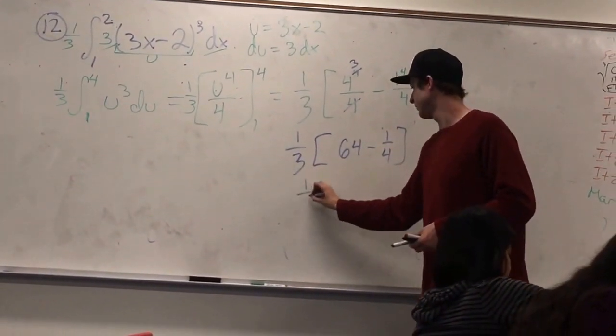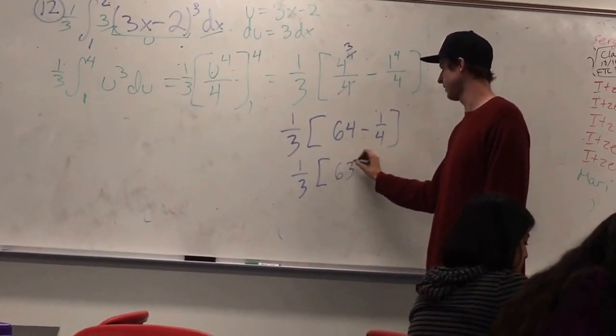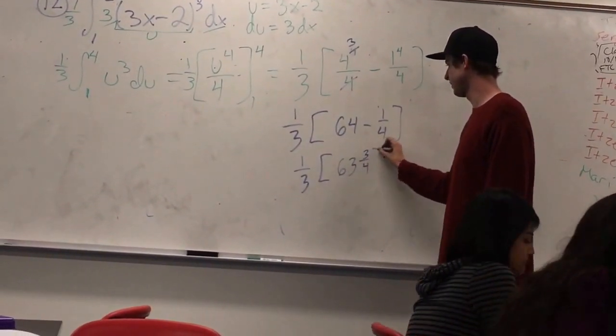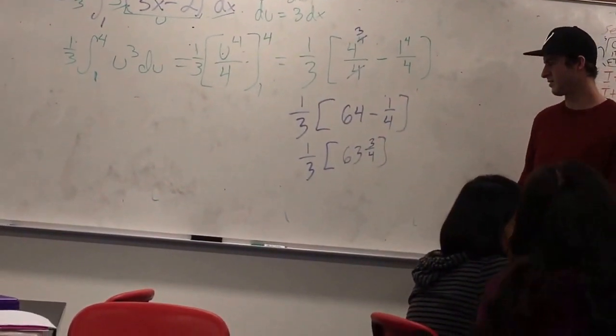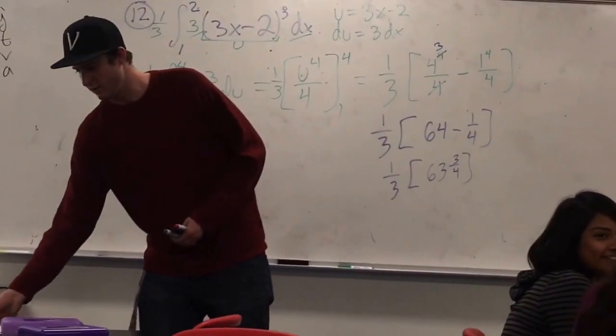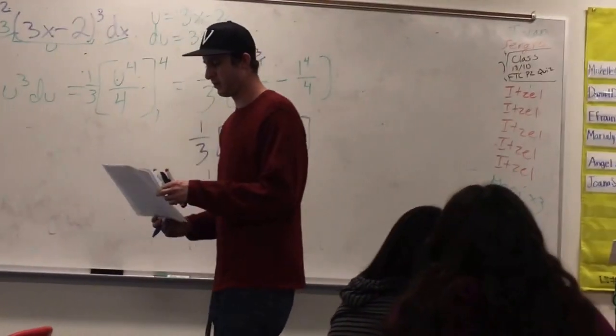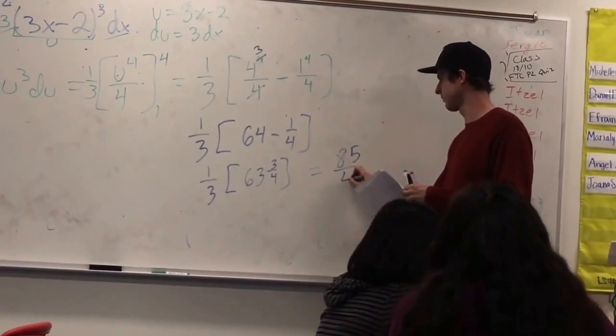Okay, you could. And you could get basically 63 and 3/4, and then you can multiply and keep going. That's a lot. Okay. The answer actually ended up being 85 over 4.